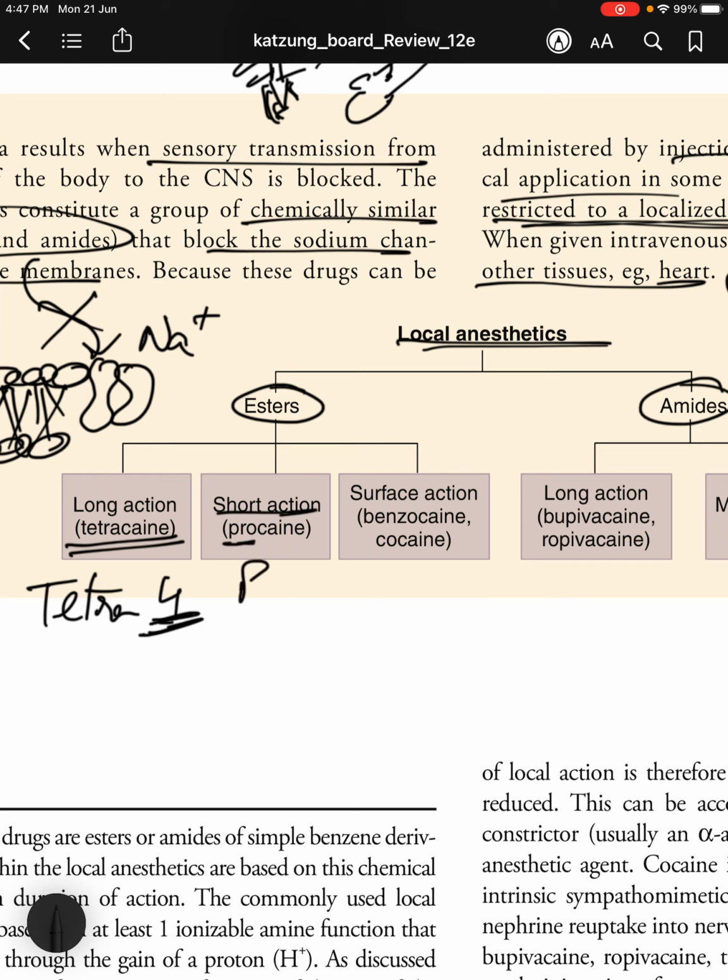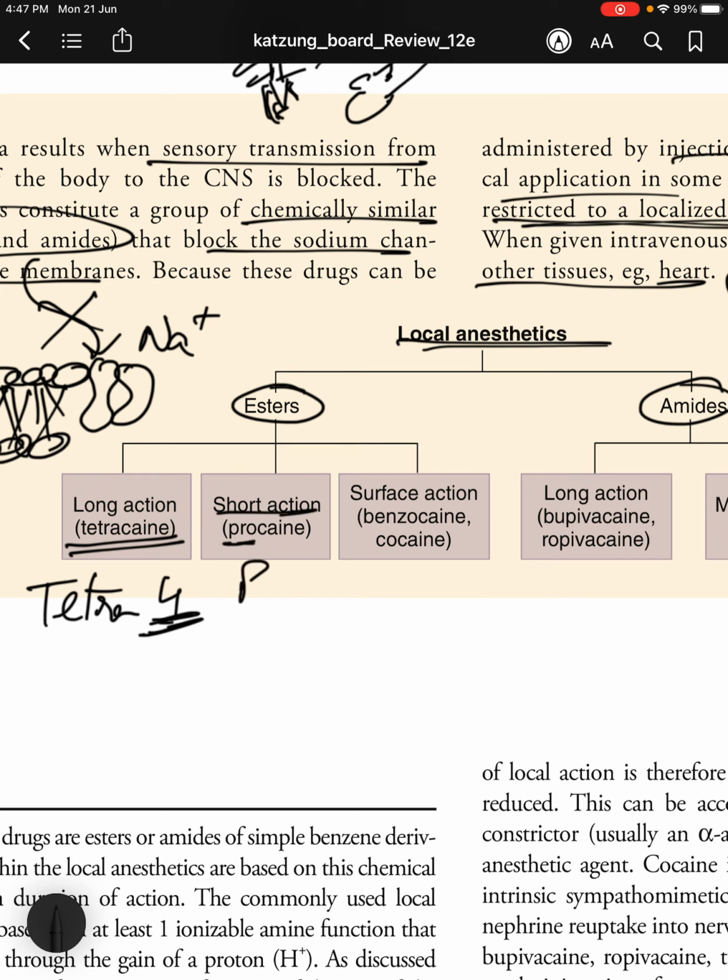Coming to amides, again we have long action and medium action amides. Long action, we have bupivacaine and ropivacaine. Bupivacaine, butyryl is like 4, right? So bup, that is also a long acting thing. And also a rope is a long thing, right? So ropivacaine. And then medium action, we have lidocaine.